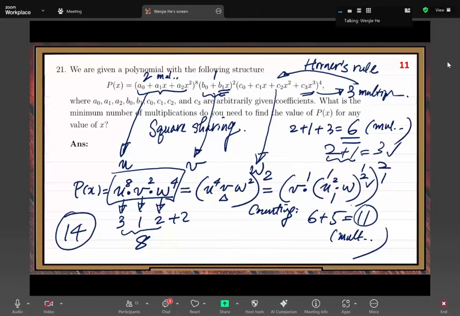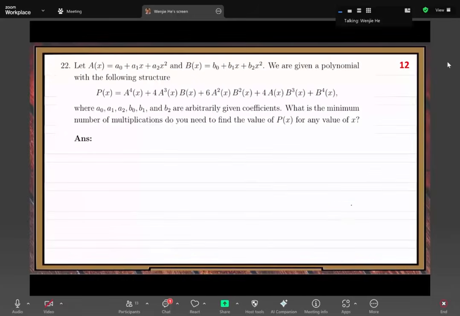All right, so that's number 21. Next one, 22. This one, many students did partial correct, not completely correct. Those students know it should be A of X plus B of X to the 4th. Many students got this step. So that's halfway.